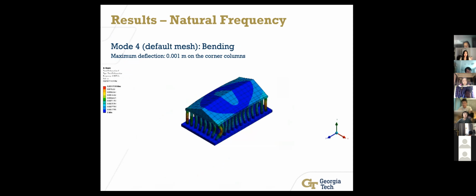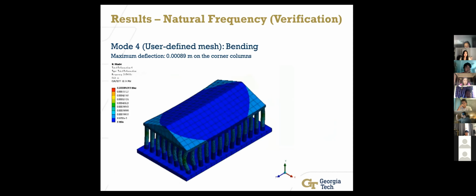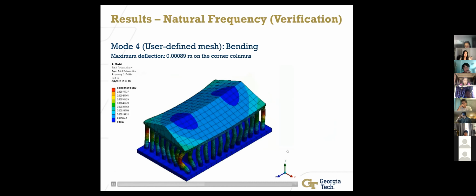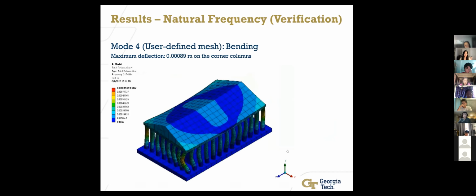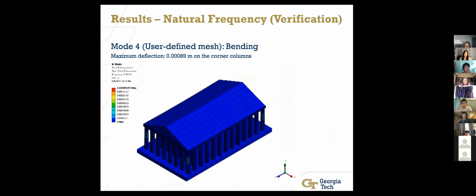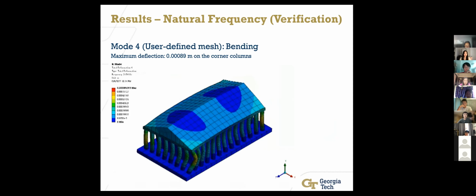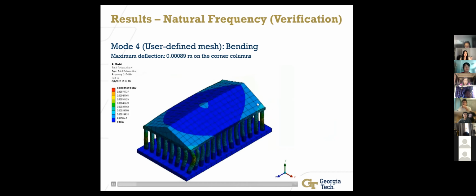And here for mode 4, the structure is bending, as you can see in the animation, and the maximum deflection is 0.001 meter on the corner columns. And when we refined it with user-defined mesh, again, the maximum deflection is 0.00089 meter on the corner columns, resulting in only a 0.00011 meter difference, which is negligible enough for us to determine that the solution is verified.